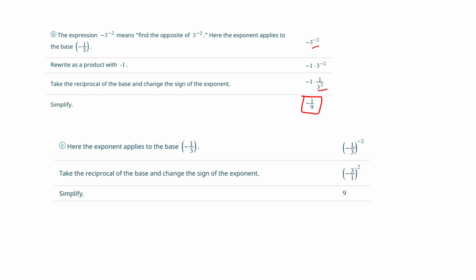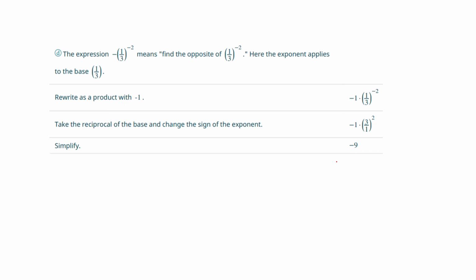Now I have negative 1/3 to the negative 2. So it's a fraction, so I'm going to turn it upside down and make it a positive. Now the negative is inside the parentheses, so this is now negative 3 to the second power. That's positive 9. And then what was the last one?